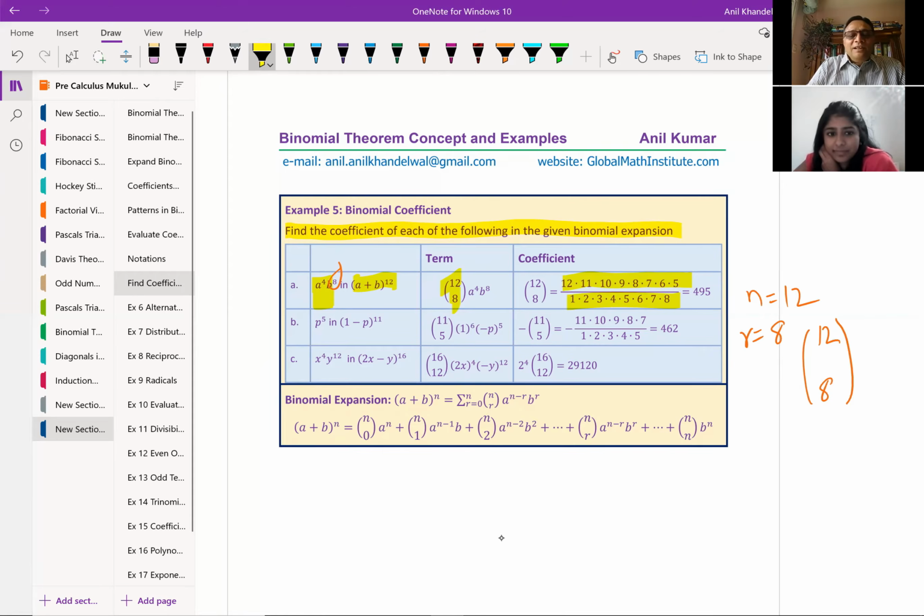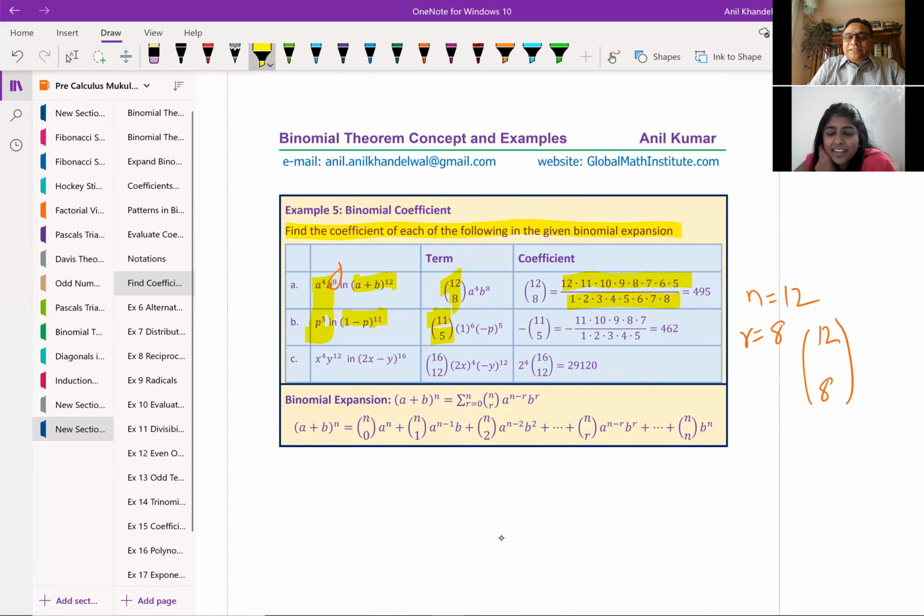Perfect. Now, in the second example, we have p to the power of 5 in the binomial expansion of (1 minus p) to the power of 11. In this case, what is the coefficient of the term which has p to the power of 5? Can you tell me this? Yes, r equals 5 and n equals 11. So simple.